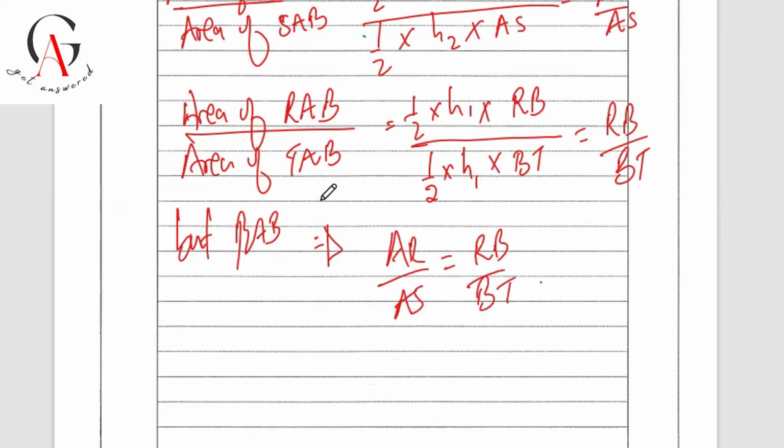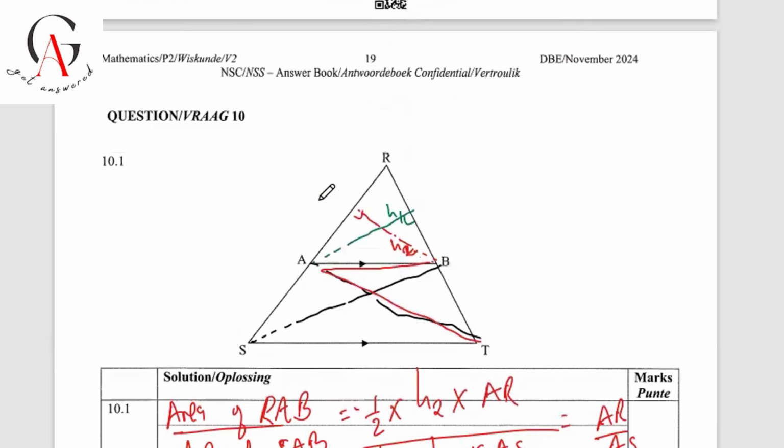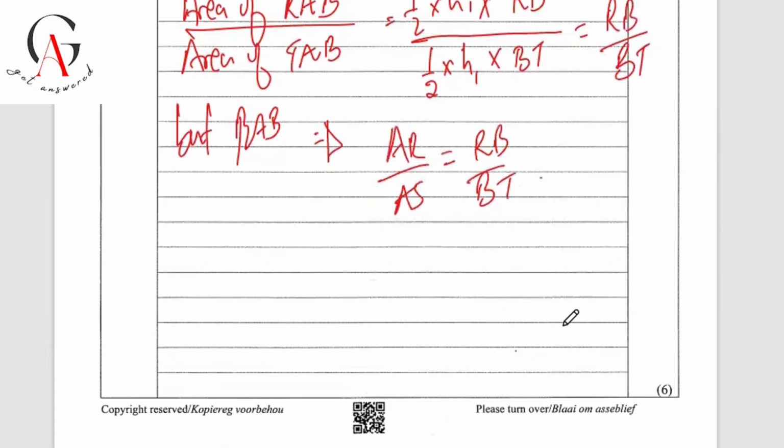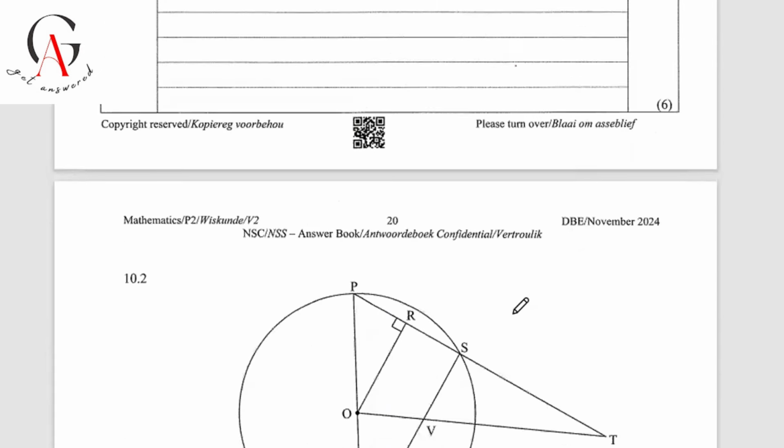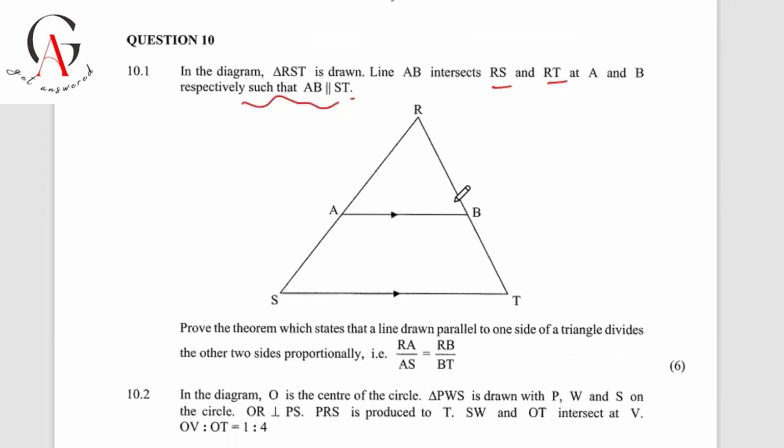Okay, we said the ratios are equal and we have similar triangles, which means the ratio of RAB is in proportion to the bigger triangle. All right, guys, that is the hint of how that question should have been worked out.